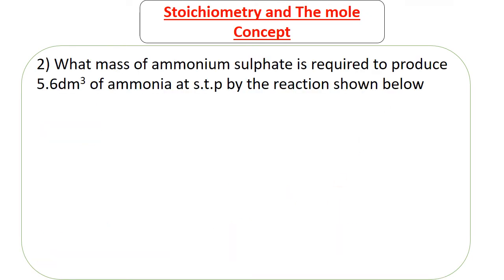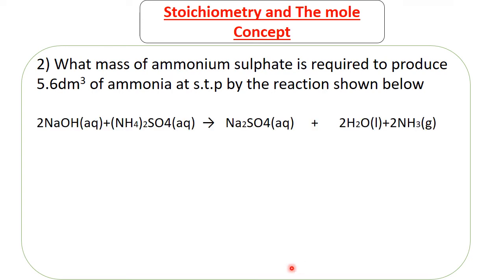The second question: what mass of ammonium sulfate is required to produce 5.6 decimeter cubed of ammonia at STP by the reaction shown below? So our sodium hydroxide reacting with ammonium sulfate to produce sodium sulfate and water and ammonia. So they are saying what mass of ammonium sulfate is required to produce 5.6 decimeter cubed of ammonia. So we're talking about this gas here.